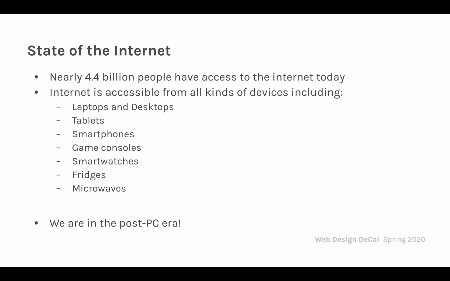I've never heard of a microwave, but there's definitely fridges, because I don't know about you, but I've seen those tweets before that say tweeted from LG smart fridge. But yeah, the internet can be accessed from many different devices nowadays, and we're practically in the post-PC era, meaning that our computers are not our primary devices used to access the internet anymore. In fact, more people access it through a mobile device instead of their desktop computer.